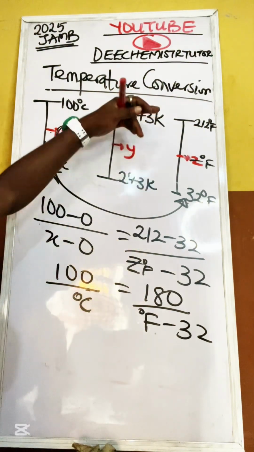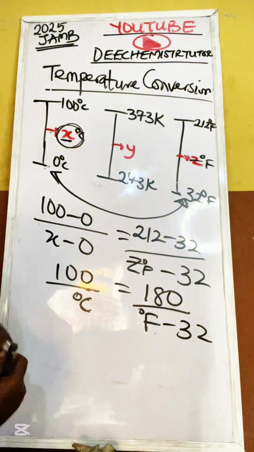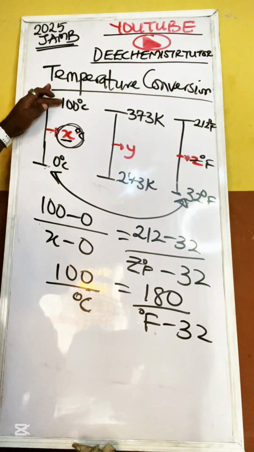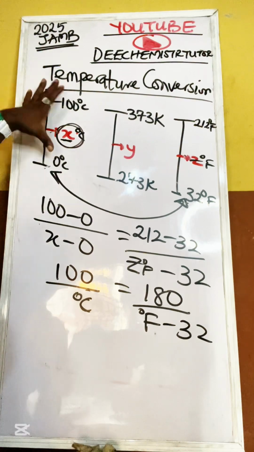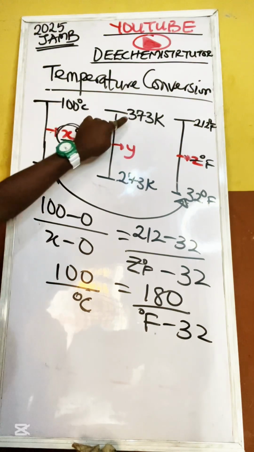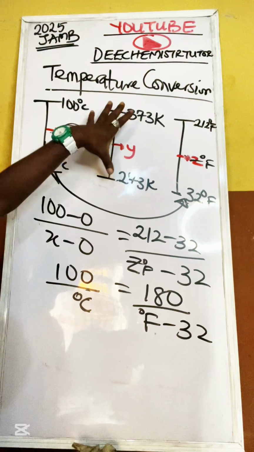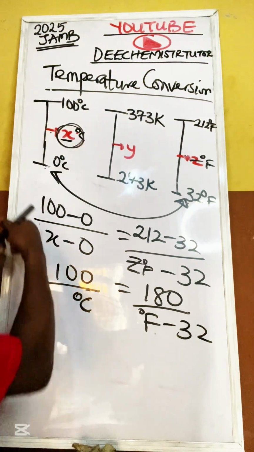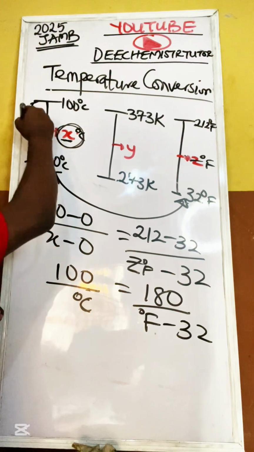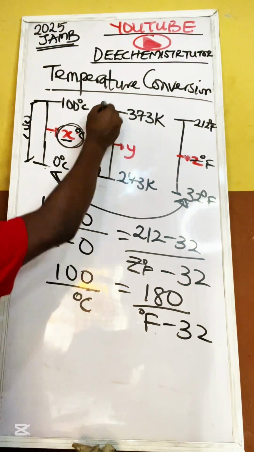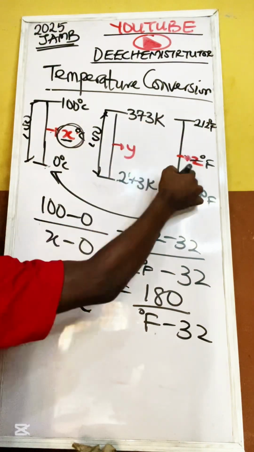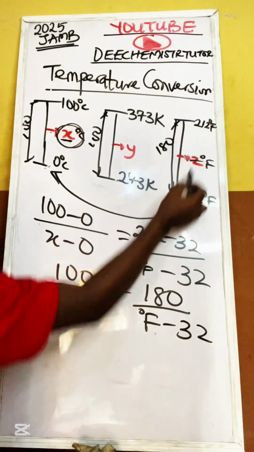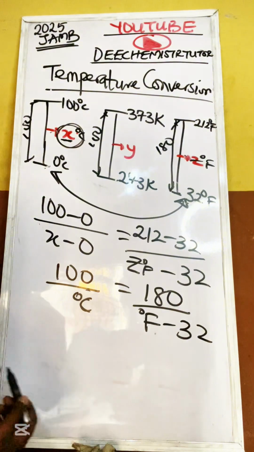Now, don't forget, they can ask you, what is the interval? Please, it's a common JAMB question too. What is the interval? You can see that this is 100 minus 0. The interval for Celsius scale is 100. 373 minus 273 is still 100. That means the interval of these two is 100 and 100. But the interval of this one is 180. 212 minus 32 is 180. Please take note of that.